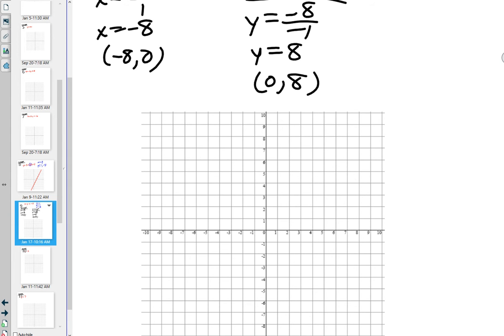The only way you can really screw this up, besides not memorizing the formulas, is if you mess up the axes. So make sure -8, 0 is 8 to the left of the origin, and 0, 8 is 8 above the origin.